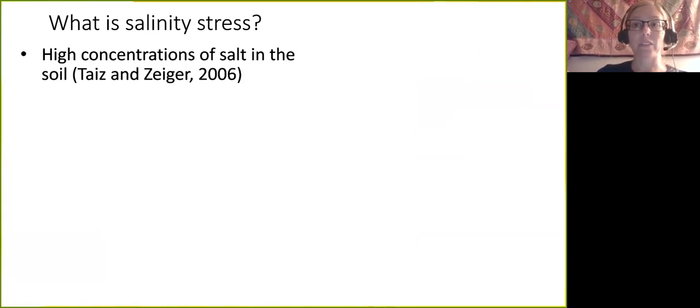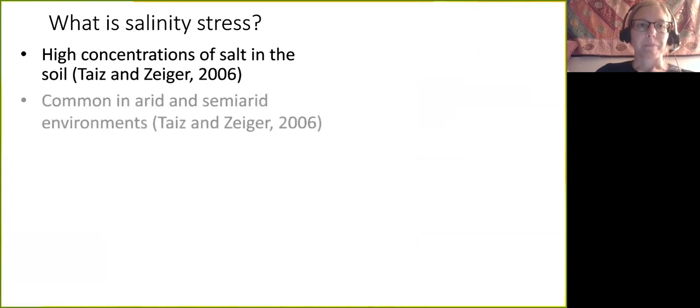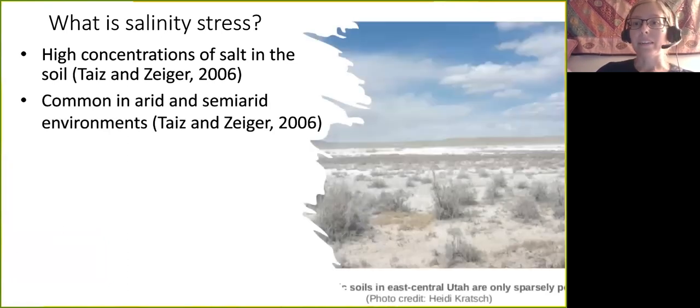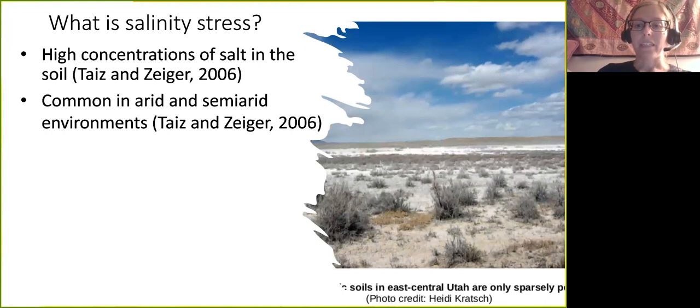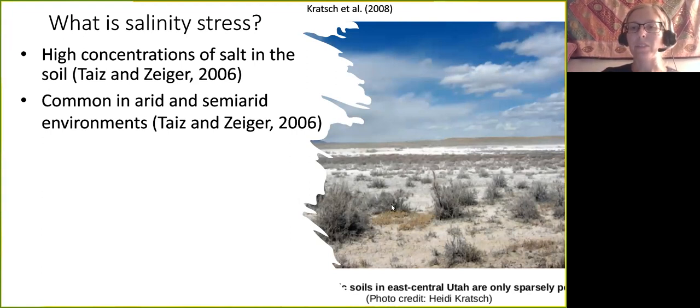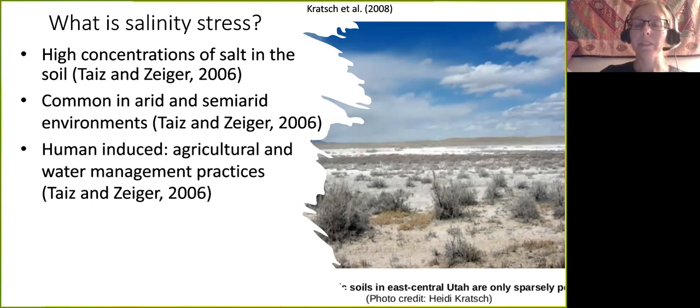So you have ions, like sodium chloride ions, sodium and chloride ions can result in high concentrations of salt in the soil. You can have other kinds of salts as well. It's common in arid and semi-arid environments. So here's a picture of East Central Utah, and it is showing just an environment that is really sparse in plant life. The plants aren't super tall, and so that's just kind of a common characteristic of saline soil or high saline soil environments.